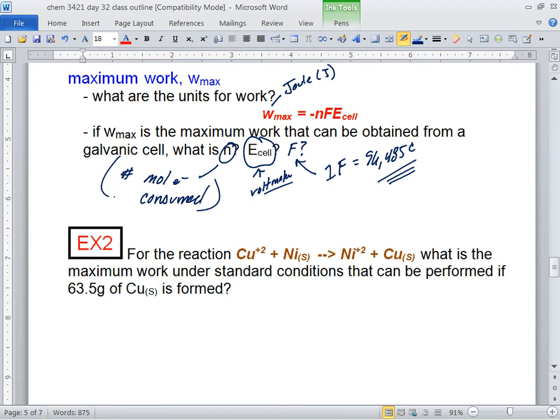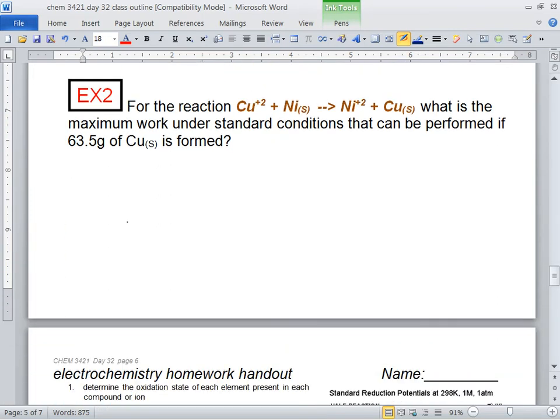Okay. So there's what you need to know, I think. For this reaction, what is the maximum work under standard conditions that can be performed if 63.5 grams of copper is formed? So we have an overall reaction here, right? And the copper is being formed. It's plating out. So I'd say you just start with the reaction, start with the equation, right? Otherwise you don't even know what to work on.